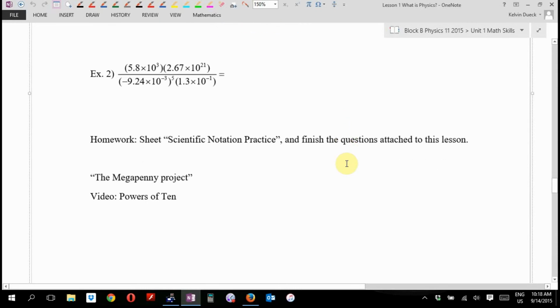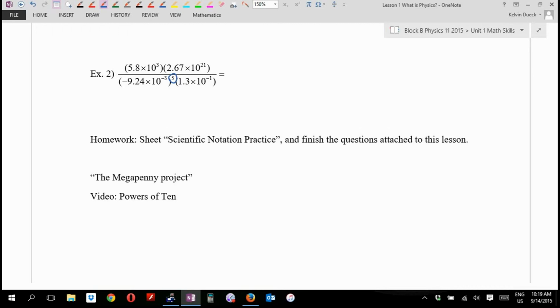Example 2. I notice there is a little exponent right there. It's going to vary from calculator to calculator how you type that. So let's just notice that. But first of all, is this scientific notation?